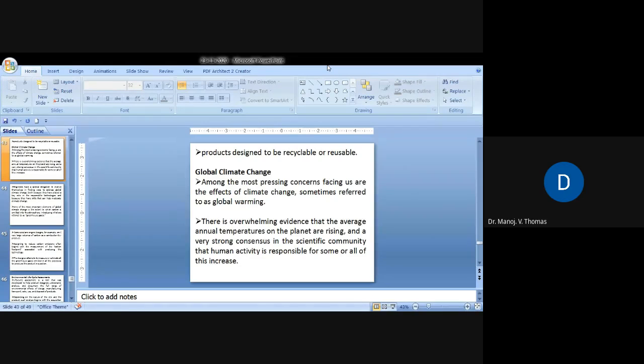That is our focus. We are learning design and engineering, and what is the focus? What is the duty of the designer during the design? He should care for the environment. Global climate change is another issue.